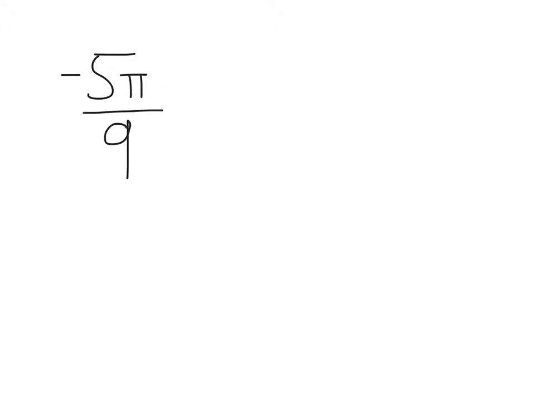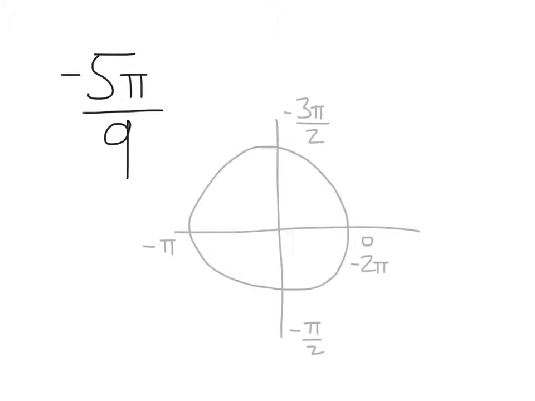So here's another sketch, -5 pi over 9. So now since my rotation is negative, I'm going to be rotating in a clockwise direction, or down from 0. And thinking about equivalent fractions, -pi would be 9 pi over 9.